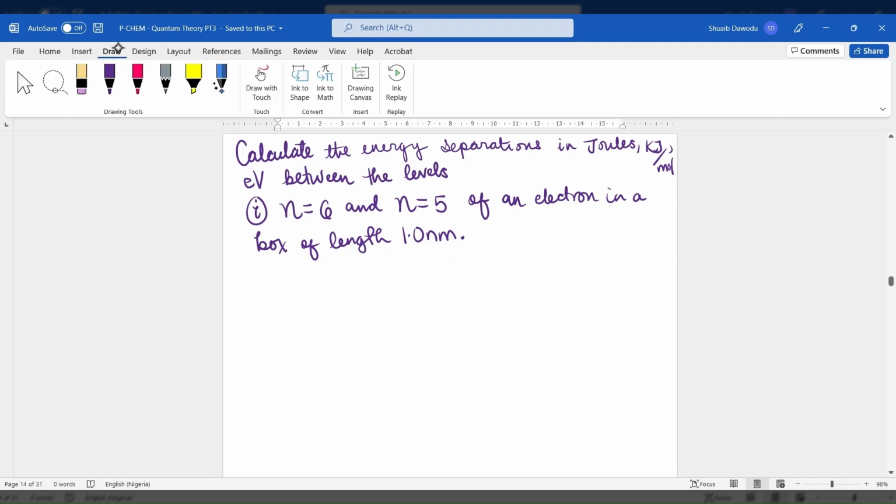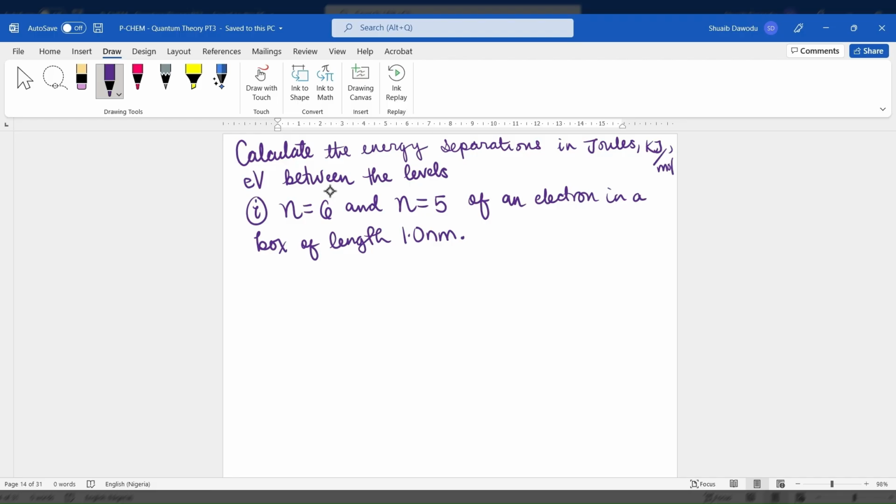Salam and welcome everyone. So today we're going to be working on the question on the screen that says: calculate the energy separations in joules, kilojoule per mole, and EV (electron volt) between the levels n equals 6 and n equals 5 of an electron in a box of length 1.0 nanometers.